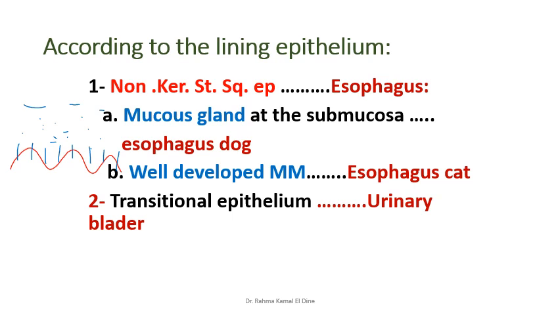If the lining epithelium is transitional epithelium, it is urinary bladder. How could I identify the transitional epithelium? Non-clear, non-wavy basement membrane, and then all the epithelium has rounded nuclei. All of them have rounded nuclei.